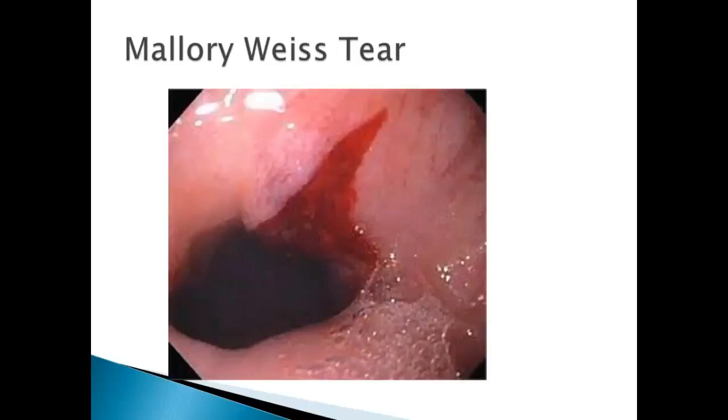And then I think this is the last picture of the upper, and this is a tear after a lot of retching. This is the GE junction, and so this is a Mallory-Weiss tear. You can treat that with a clip.